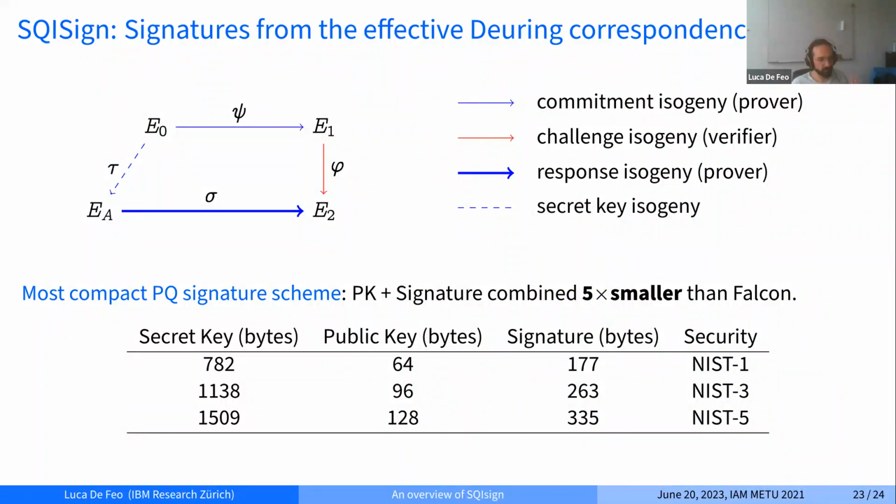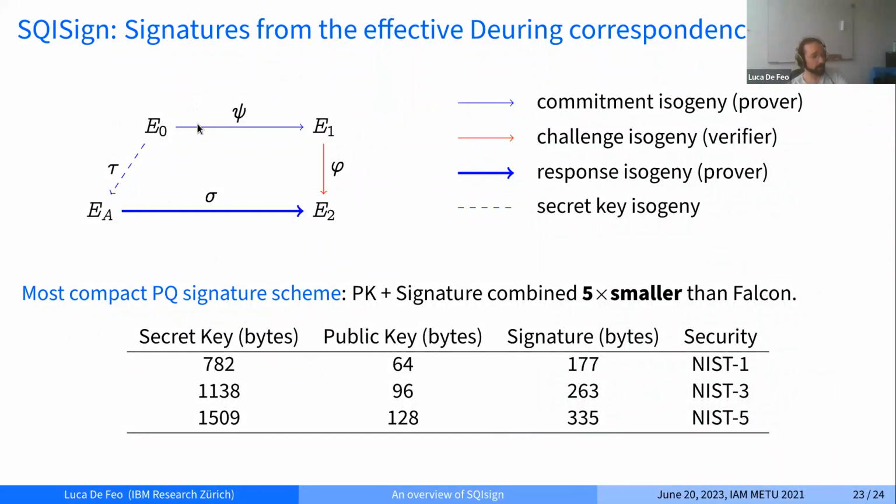SQIsign is something very basic. I regret not having put an animation here. Can you see my mouse pointer moving? Yes, yes. That's great. So I will just take one more minute because we're really running over time, to show you exactly how things are set up.